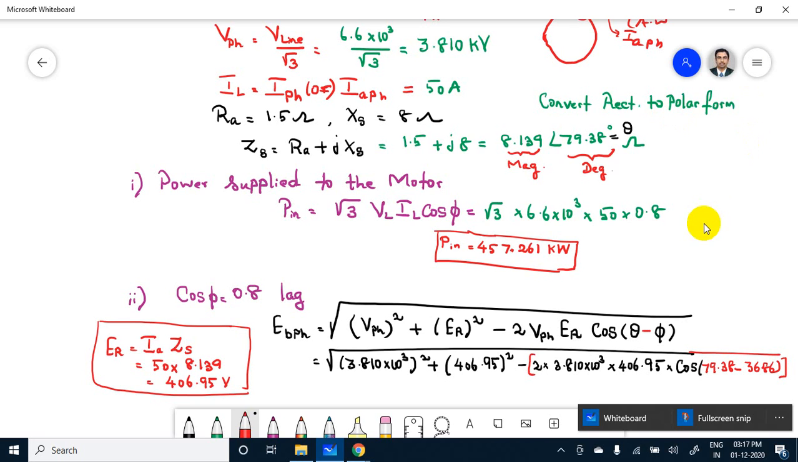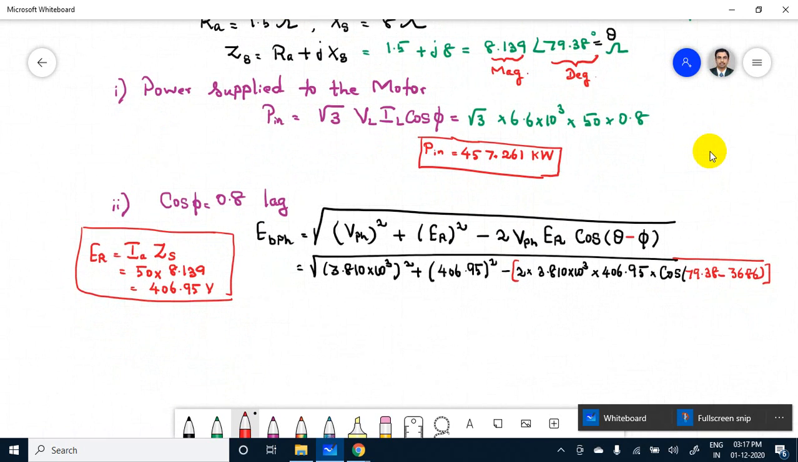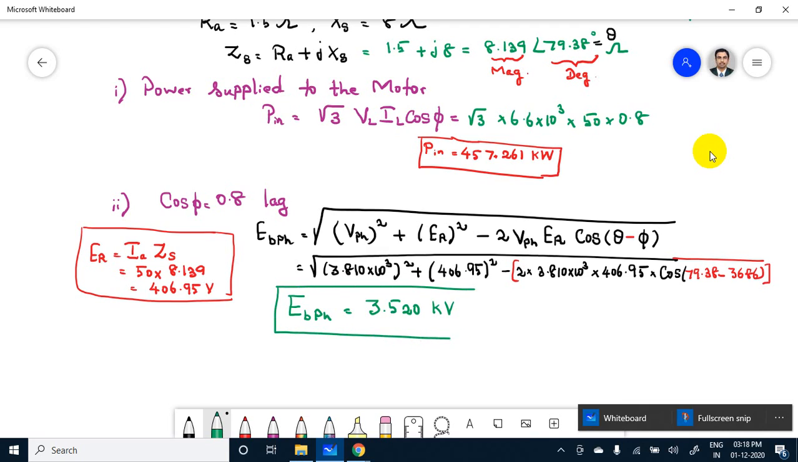Now give the answer. Only the boys are giving answers. What about the girls? Grishma, Sahana, give me the answer. It is 3.520 into 10 power 3. Good, 3.520 into 10 power 3, that is kilovolt. This is my EB phase.